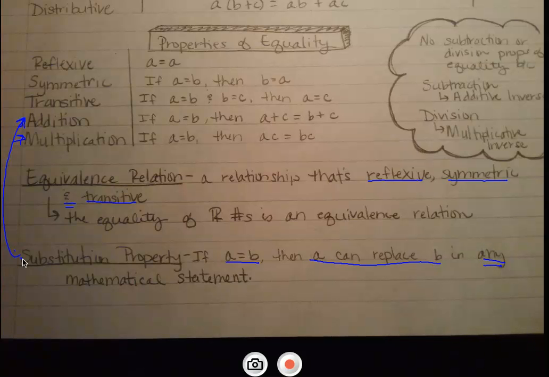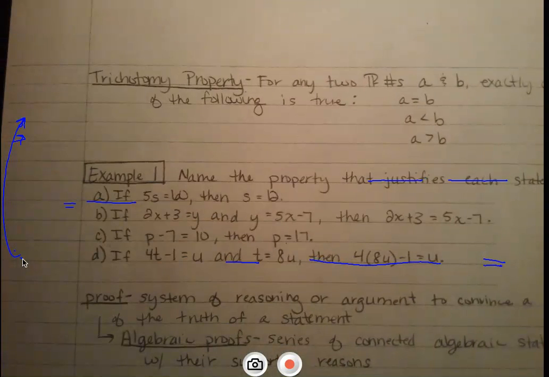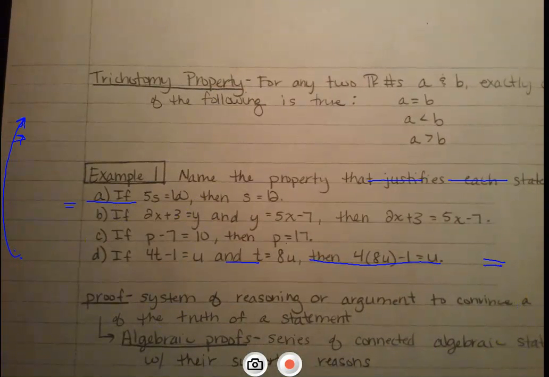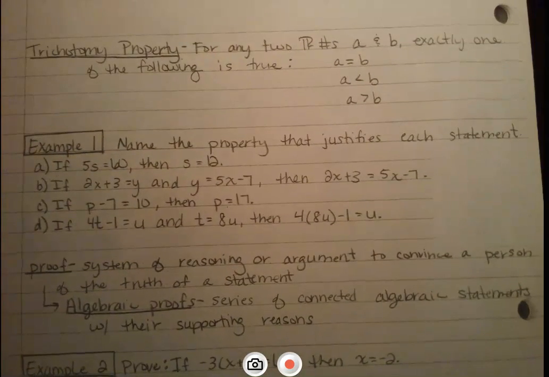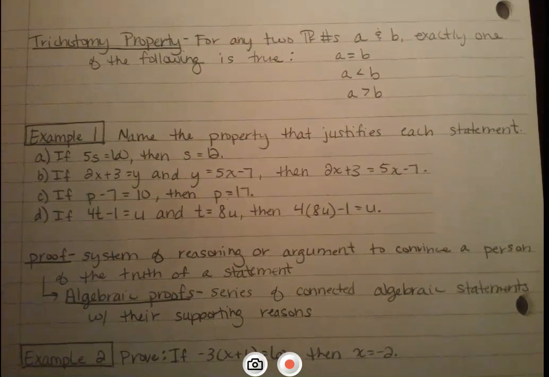So information heavy, right? That seems to be geometry these days. Very information heavy. We've talked about this a lot in class. All right, next up is the trichotomy property. For any two real numbers, A and B, exactly one of the following is true. One and only one. A is either equal to B, A is less than B, or A is greater than B. And you're like, well, that makes sense, right? That's kind of self-explanatory, but that is the trichotomy property.